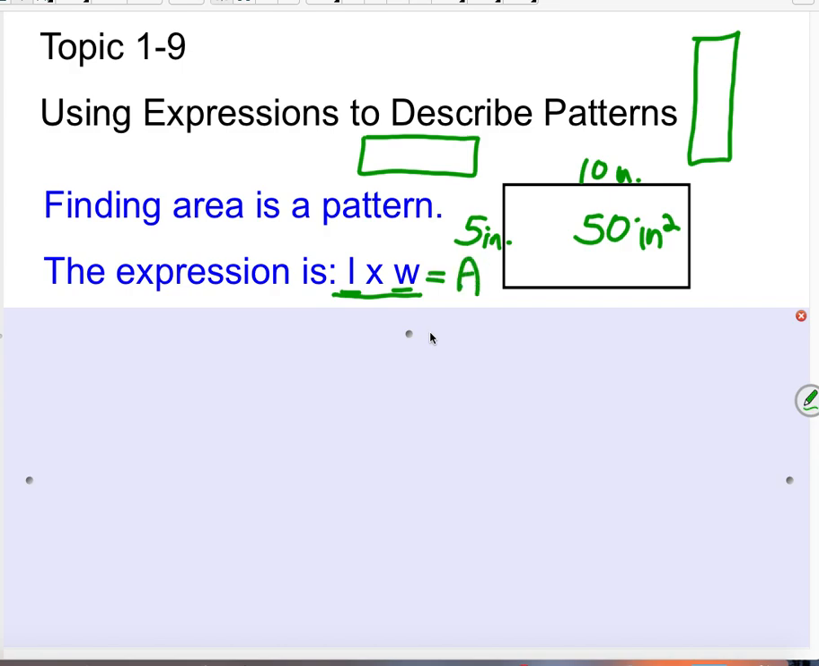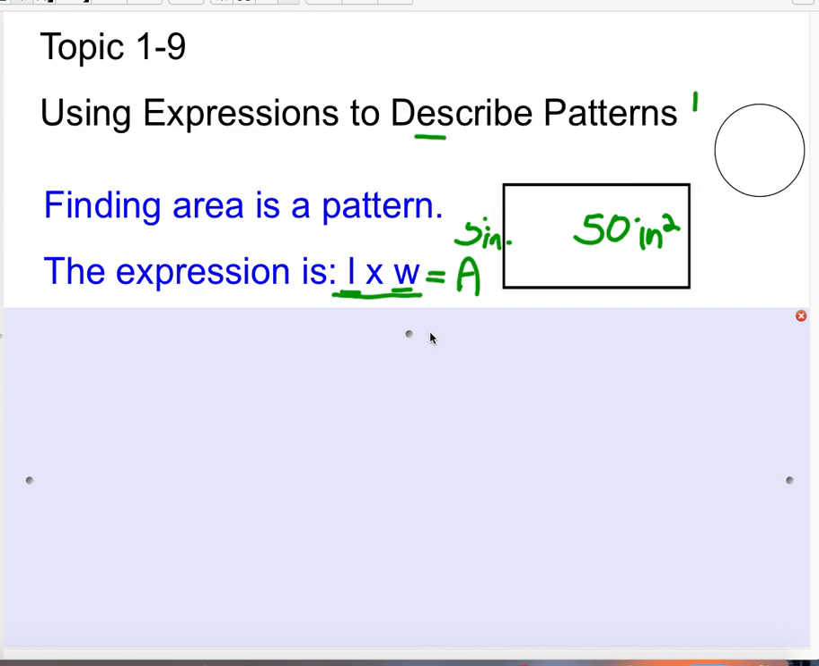So if somebody says, hey, what pattern do I use to find area? They would say, well, you multiply the length times the width. And that's how we see the value of patterns in the real world.